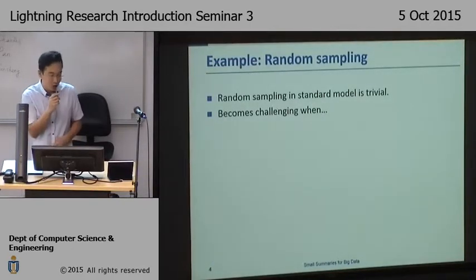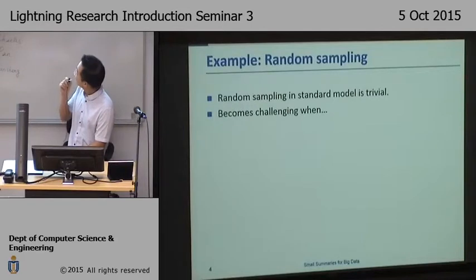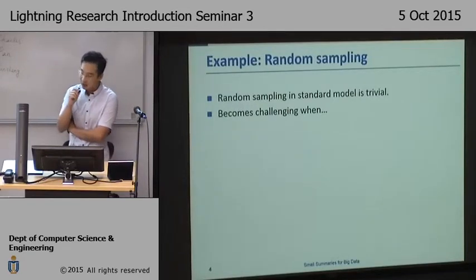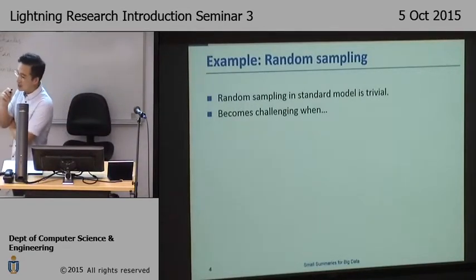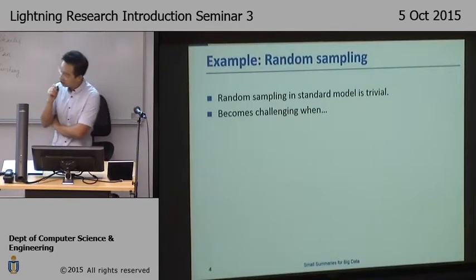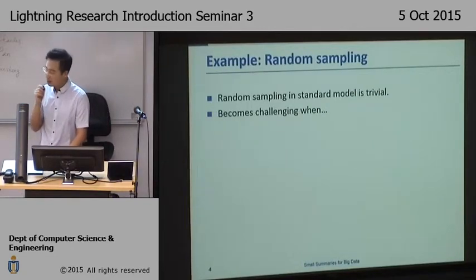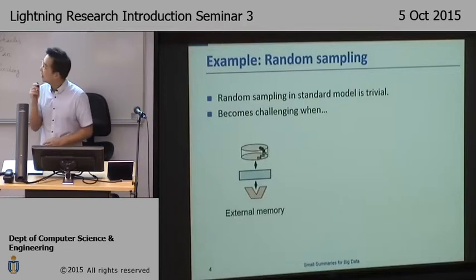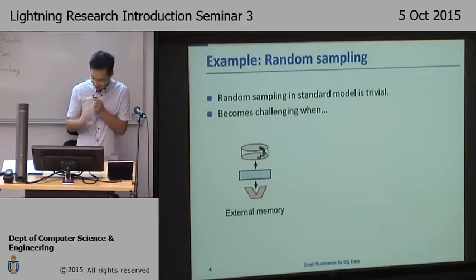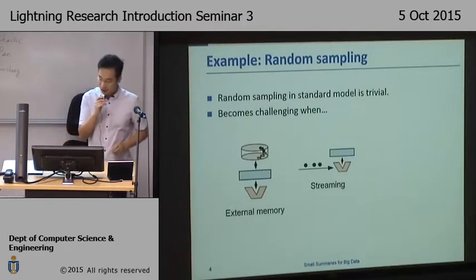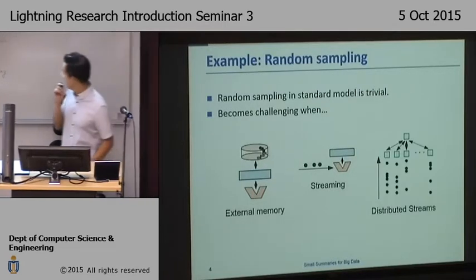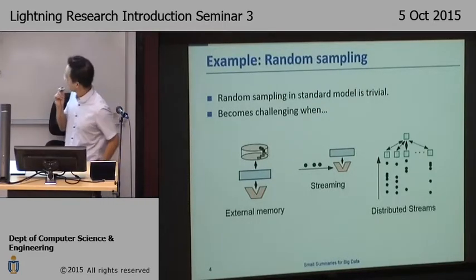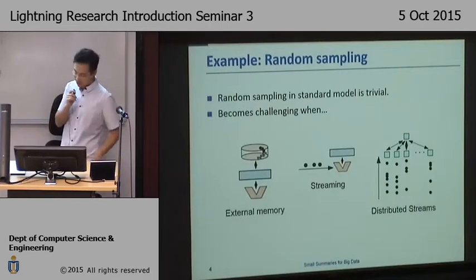To make things more concrete, let's take random sampling as a concrete example. Of course, in the standard model, random sampling is trivial. You can access all your data. However, the problem becomes more challenging when you have your data sitting on disks, or when data comes in as a stream, or in the case where you have many streams in a distributed fashion.